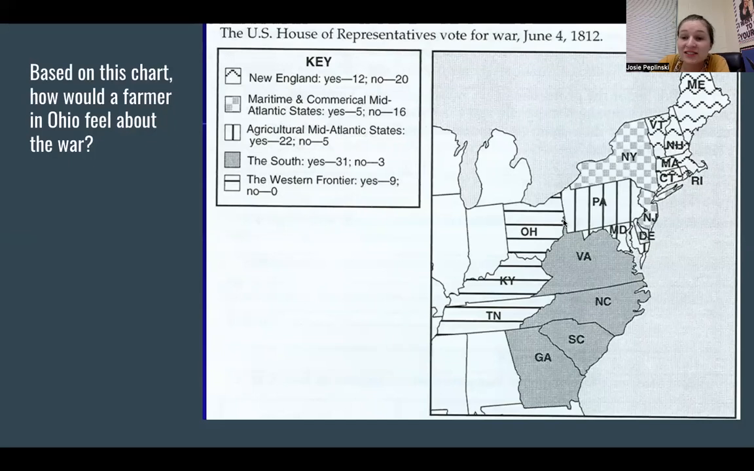So based on what we just discussed about the different regions in this chart, if we throw, for example, a farmer living in Ohio at you, based on how you see the House of Representatives members living in Ohio voted, how would a farmer in Ohio feel about the war? You can reference this key, reference this map, reference what we just discussed. Don't say anything out loud. Think about it for 10 seconds.